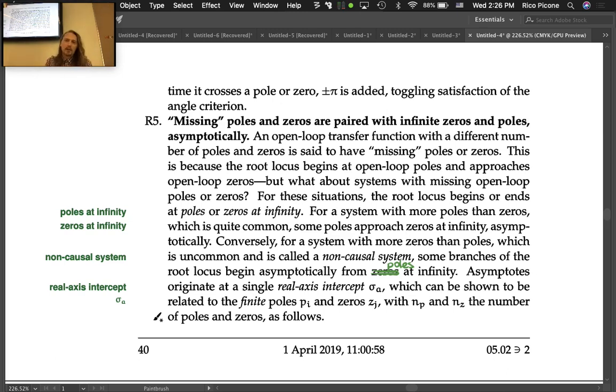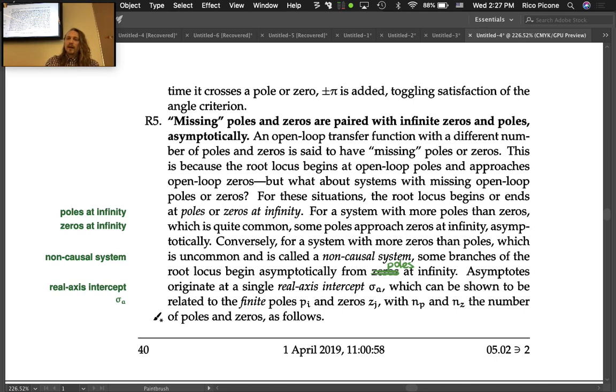So we call those missing ones. This is because the root locus begins at open loop poles and approaches open loop zeros, but what about systems with missing open loop poles or zeros? For these situations, the root locus begins or ends at poles or zeros at infinity, we call them. For a system with more poles than zeros, which is quite common, usually we're going to have that situation, some poles approach zeros at infinity asymptotically. So there aren't enough finite zeros, so we're going to have these zeros at infinity that will approach asymptotically.